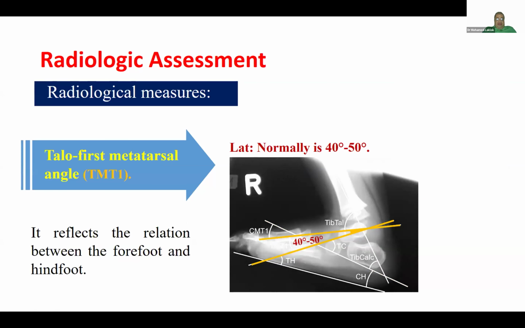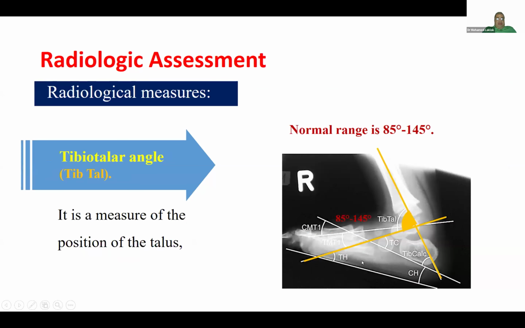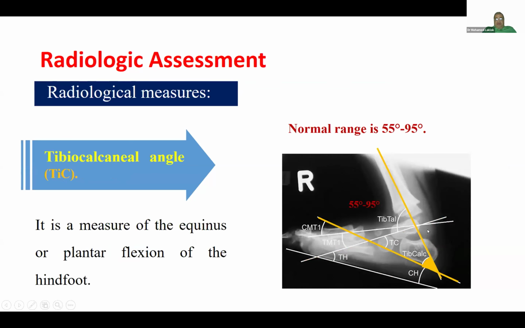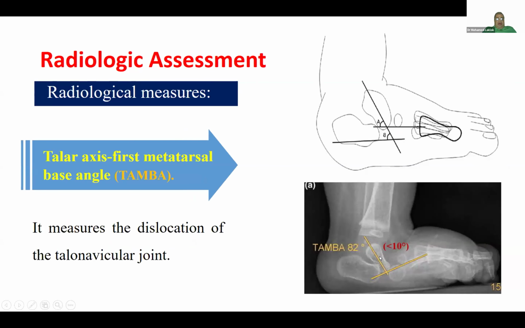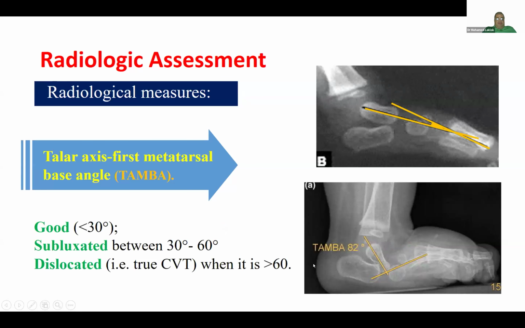The talo-first metatarsal angle reflects the relation between the forefoot and hindfoot. Also, it is measured in both AP and lateral views. The tibiotalar angle is a measure of the position of the talus. The tibiocalcaneal angle is a measure of the angle of the equinus. The talar axis-first metatarsal base angle measures the dislocation of the talonavicular joint, and it is also classified into three degrees. If it is less than 30 degrees, it is good. 30 to 60 degrees, subluxated. More than 60 degrees, the navicular bone is dislocated.